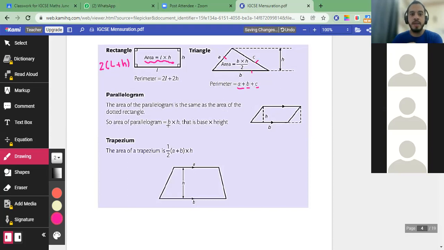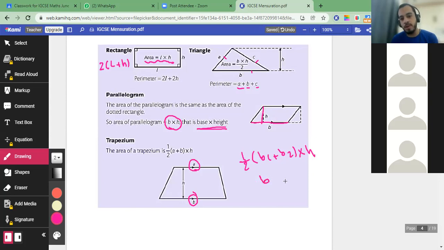You need to know that the area of parallelogram is base multiply height. You need to know that the area of trapezium is half A plus B multiply height, or half B1 plus B2 times the height, because we have here 2 bases, base 1 and base 2, or you can write base 1 plus base 2 over 2 times the height. And as you need to memorize it, no problem.